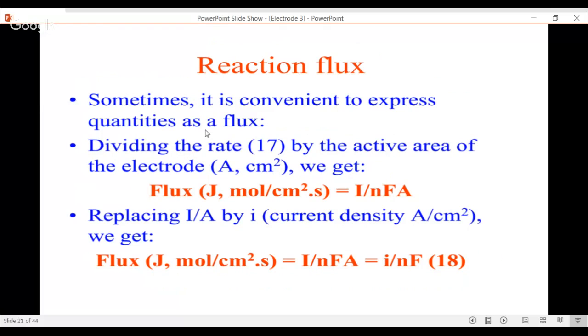Sometimes it is convenient to express quantities as fluxes, dividing the rate by the active area of the electrode. Then we get the flux at the electrode. Therefore, it is the current divided by nF into A. This is called current density; we will come to it later. Replacing I by A with small i, current density in amperes per square centimeter, we get flux equal to I by nF into A, and I by A is small i, so flux is small i divided by nF.